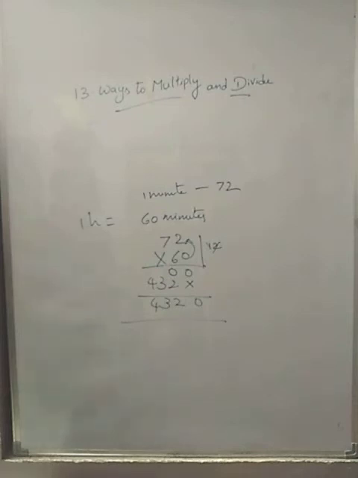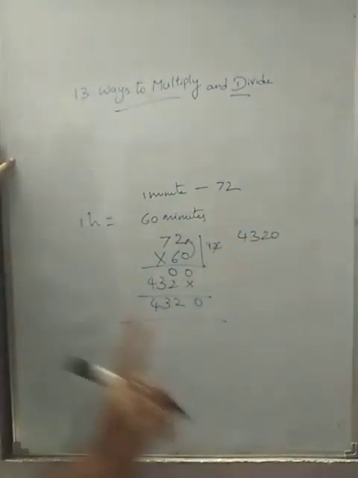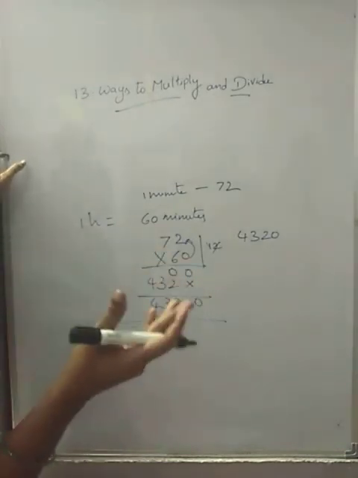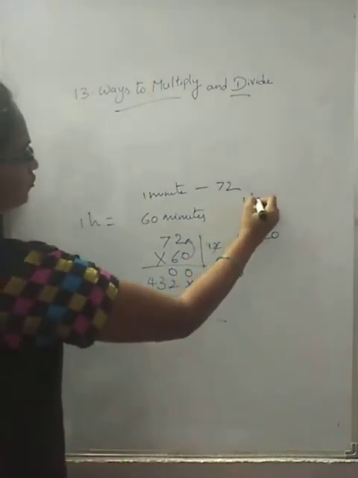1 day means how many hours? 24 hours. For 1 hour, 4,320 times. 2 hours means into 2, 3 hours means into 3. But they are asking for 1 day. 1 day is equal to 24 hours.